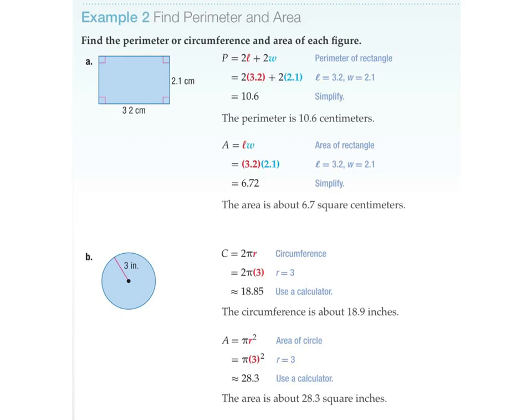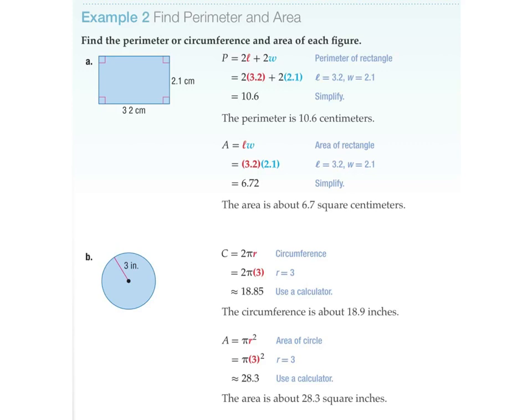For the perimeter of the rectangle, it's 2L plus 2W. Substitute it in and simplify it. So you will get the perimeter of 10.6. To find the area, it's the length times the width, which will give you an area of 6.72 square centimeters in this case.